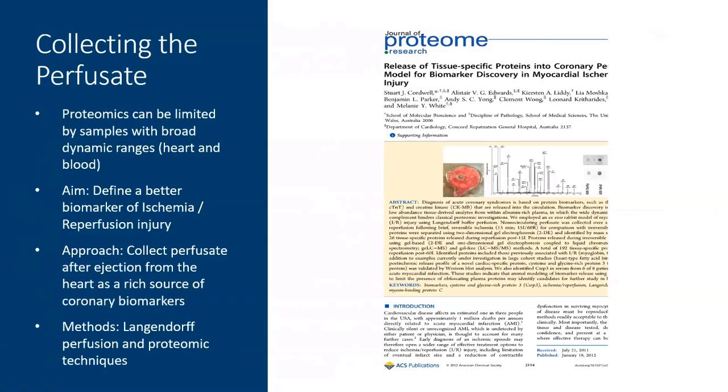So our aim in this study was to define a better biomarker of ischemia reperfusion injury than the ones that are clinically available today. Our approach in this particular paper was to collect perfusate after ejection from the heart as a very rich source of coronary specific biomarkers that were being released in response to exactly what we'd done to it. In this case, we were either looking at 15 minutes of ischemia or 60 minutes of ischemia. The methods that we used, obviously, Langendorff was incredibly important to this experiment, and also our proteomic techniques.